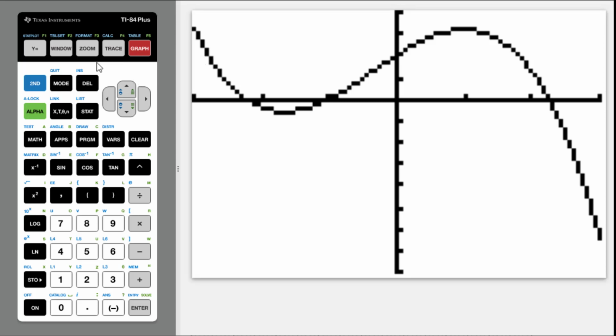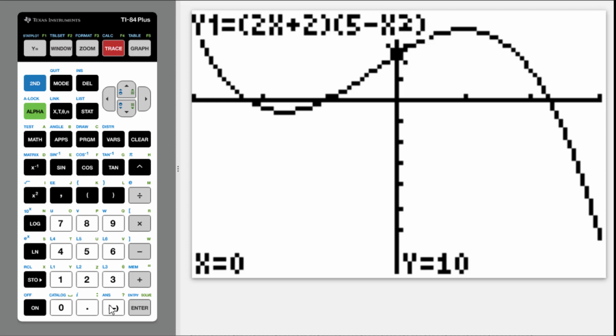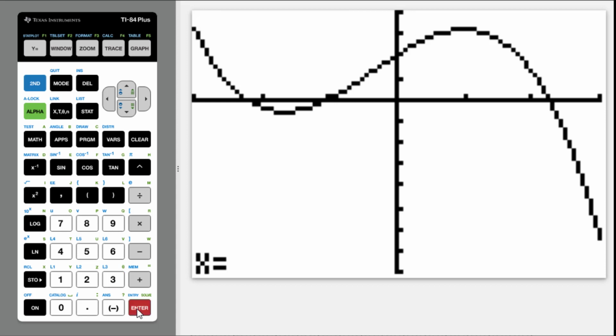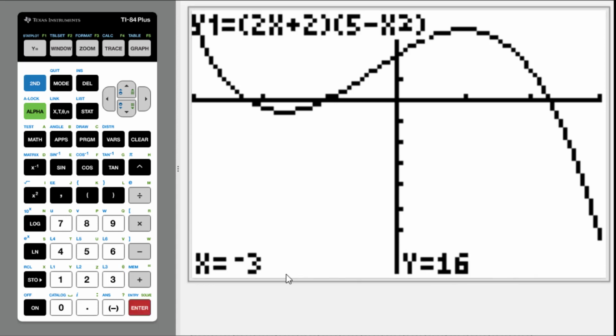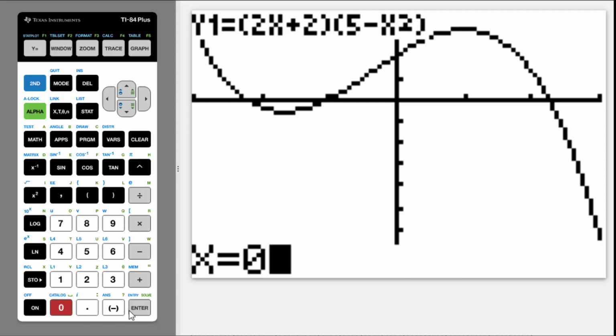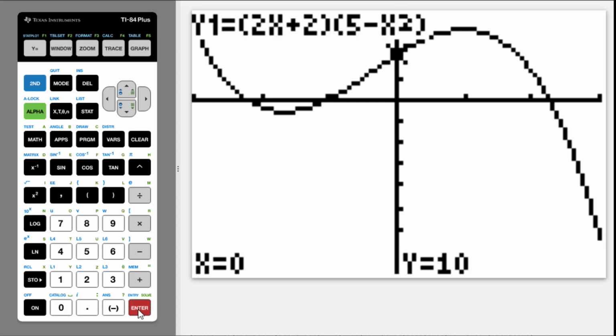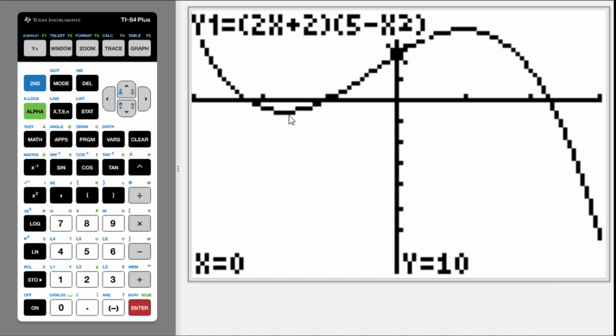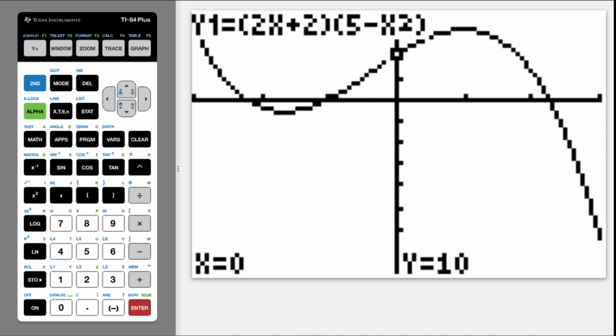For the ending points, trace -3, enter. You will get -3, 16. Then put the 3, enter. 3, -32. Put a 0 for the y-intercept. That is 0, 10.